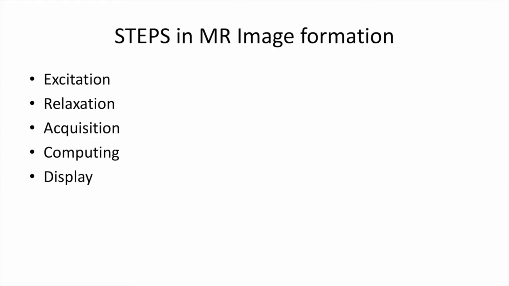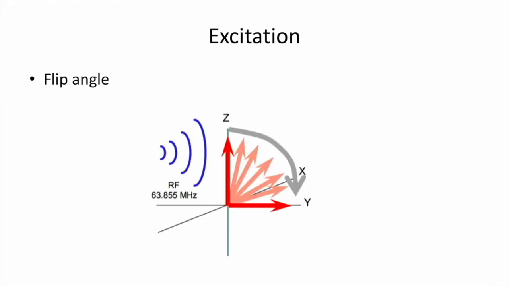There are 5 basic steps in MR image formation. The first is excitation, relaxation, acquisition, computing, and display. As we all know, human MR imaging is dependent on the hydrogen protons in organic tissue. When a human is placed within the MR gantry, the hydrogen protons align either with or opposite to the external field, with a net moment in the direction of external field, that is along z-axis.